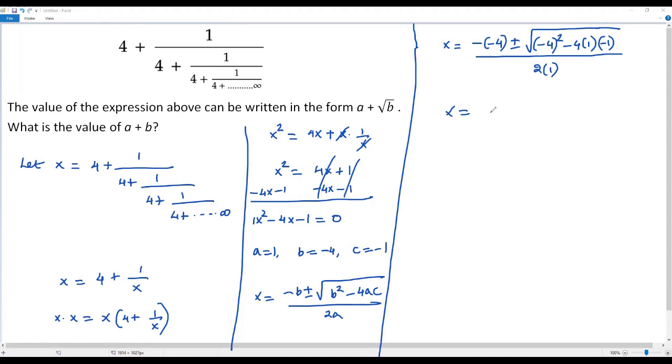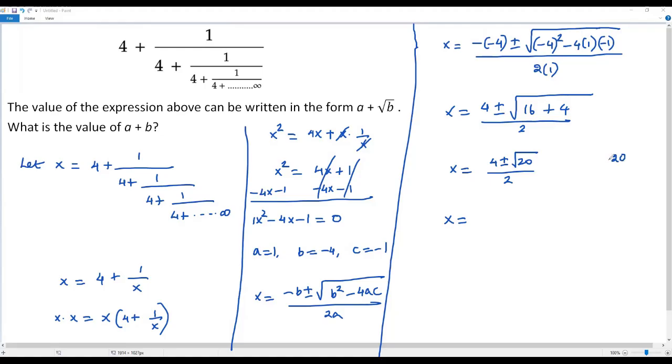Okay, then we get x equals negative times negative is positive, that is 4 plus or minus the square root of, negative 4 squared is 16, and negative 4 times 1 times negative 1 is positive 4, divided by 2. Then we get x equals 4 plus or minus the square root of 20 divided by 2. Now let's simplify this square root of 20.